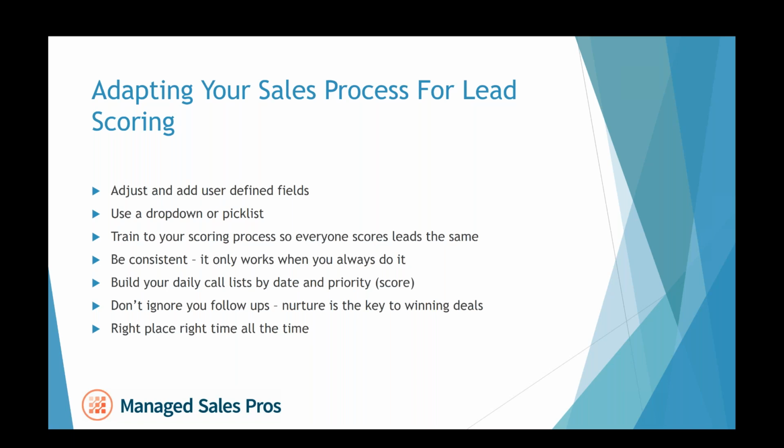You want to train to your scoring process so everyone is doing it exactly the same, and make sure that you're being consistent. So you can force consistency on your team by creating that forced field, or you can just constantly train to what you want to happen. And of course, lead by example. If you're not doing it, your team's not going to do it either.